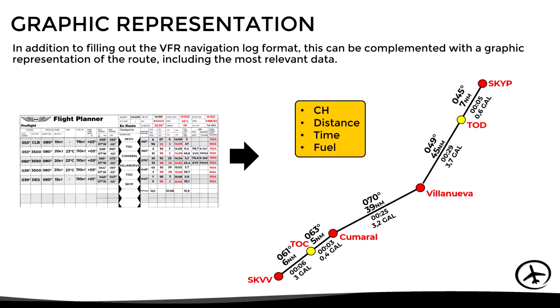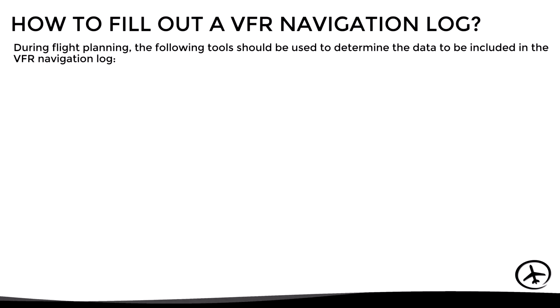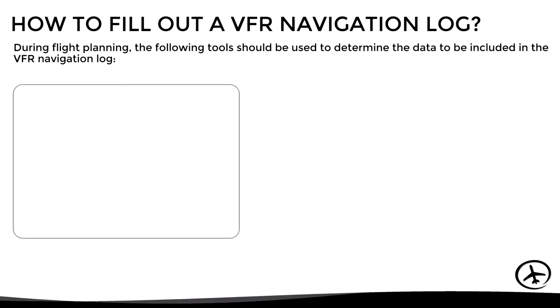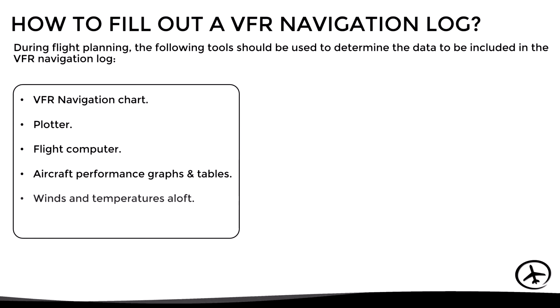Having seen all this, you might be wondering, what is the correct order for filling a navigation log? Well, before doing so, we have to make sure we have all the necessary tools and data, which are a VFR navigation chart of the area, a plotter, a flight computer, the aircraft performance tables and graphs, the winds and temperatures aloft, and the compass deviation card of the aircraft.